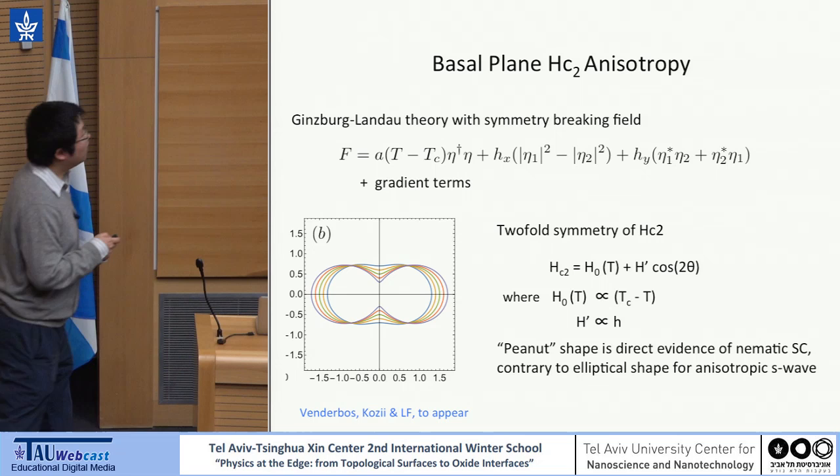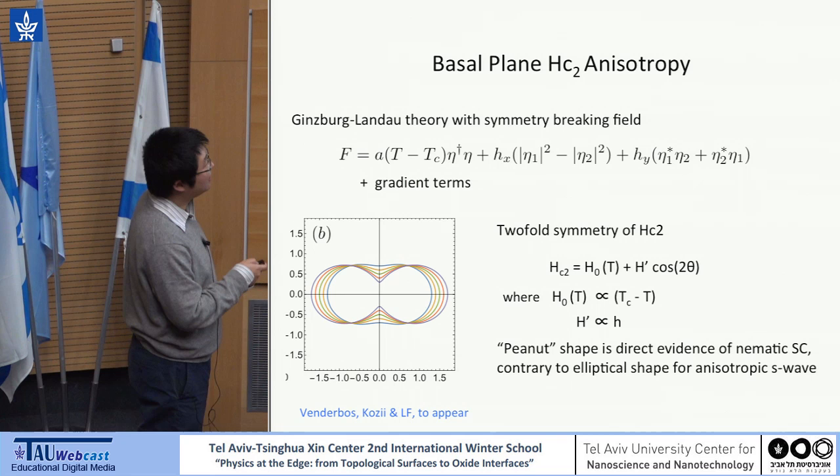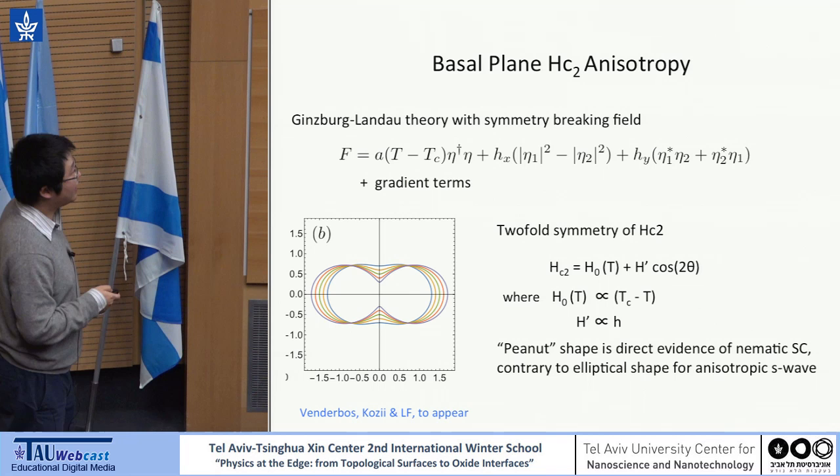So let's look at two cases. First, let's consider the presence of a small symmetry breaking field that pings the superconducting order parameter. And again, this is how the symmetry breaking field enters. It couples linearly to this nematic order, the bilinears of the superconducting order. And a very simple calculation shows that Hc2 has this form as a function of angle in the basal plane.